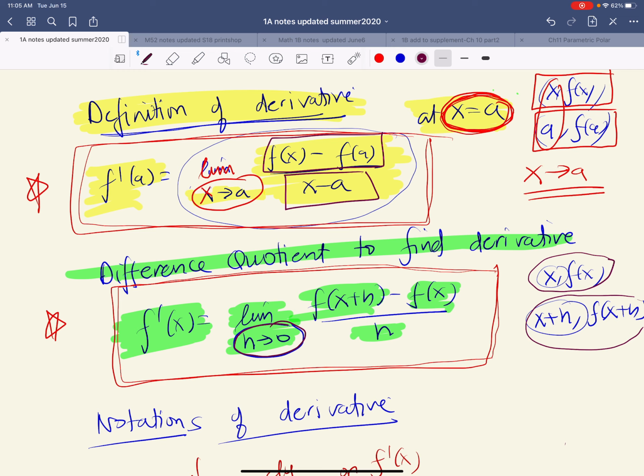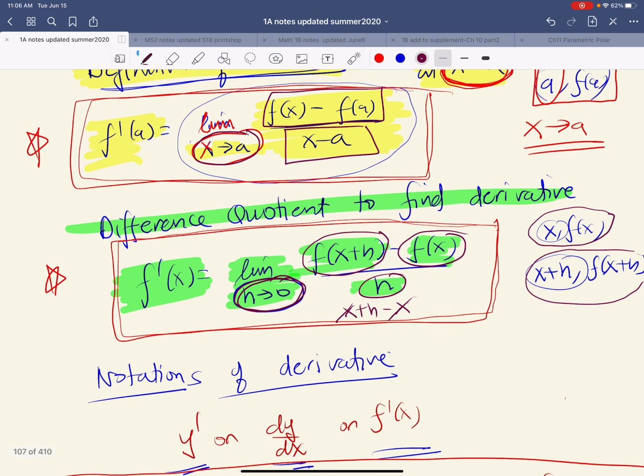So again, this is y2 minus y1, the difference in the y coordinates divided by the difference in the x coordinates. So we would be able to cancel the x and x, and only h will be left. So both are the same thing and they both come from the slope formula, and we are finding the slope of the tangent line. That's what x approaches a or h approaches 0 means, that the 2 points are very, very close to each other.